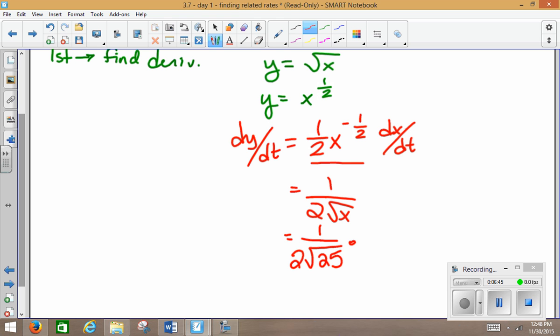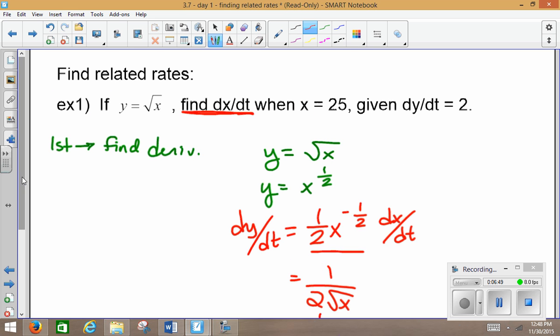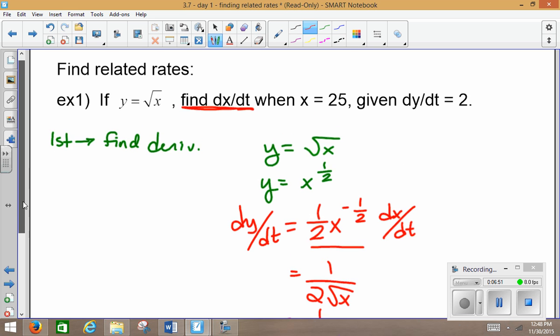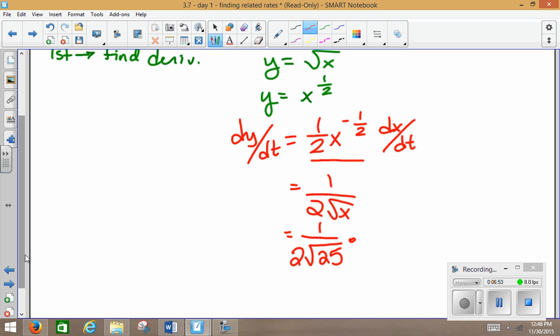What am I trying to find? Is there anything else I could substitute? 2 for dy dt. Does everybody agree with this? Yep. So 2 here, 2 here, and that leaves me dx dt. Is that okay? Did everybody do that?